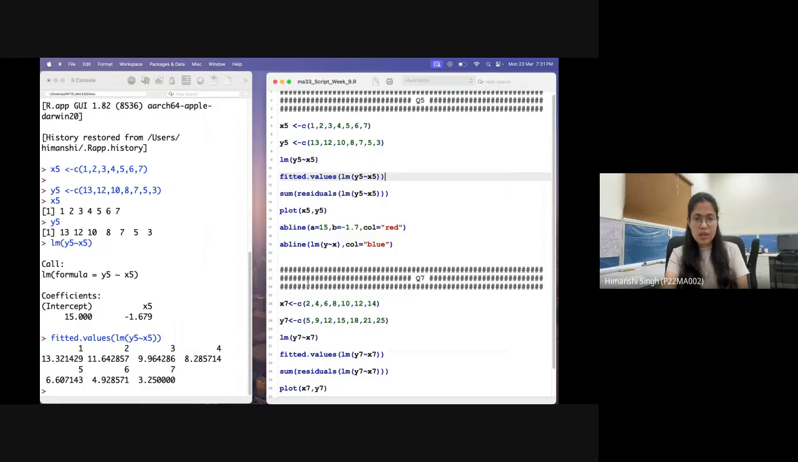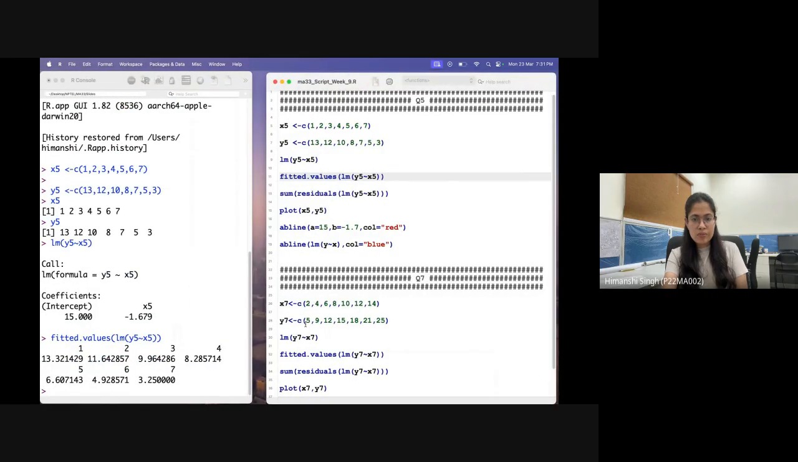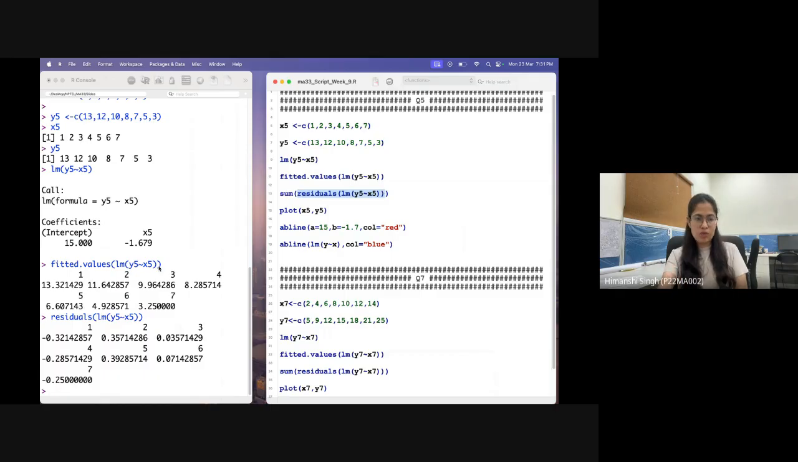Now if I want to find out further, in the question it is asked what the sum of the residuals is. So residuals will be what? The residual is the observed value minus the fitted value. The difference of these values will be the residual for each xi, and if I want the sum, I will sum them up. If I want only the residuals, I will just run the command residuals(lm(y5 ~ x5)). This will give me the residual for each xi.